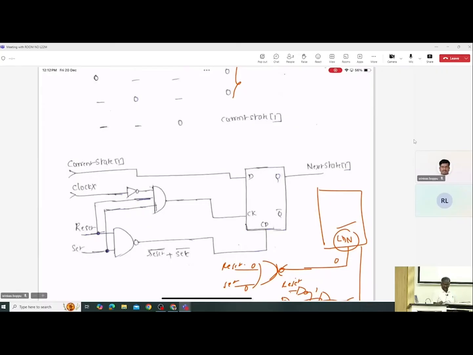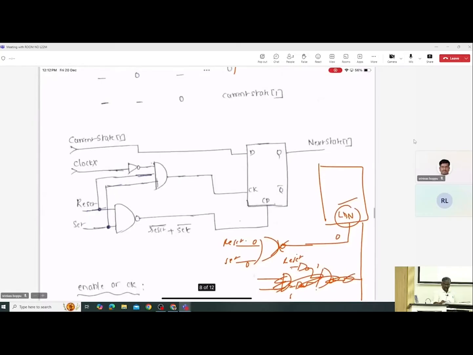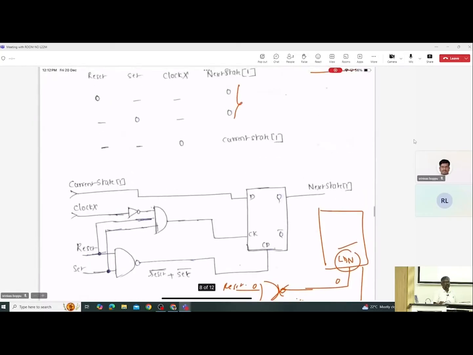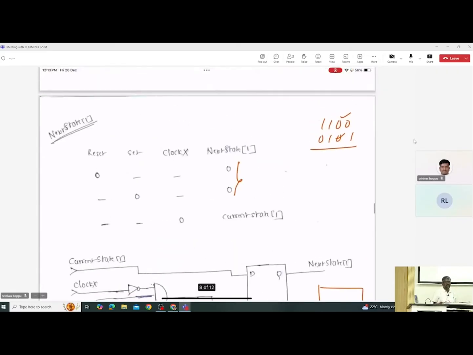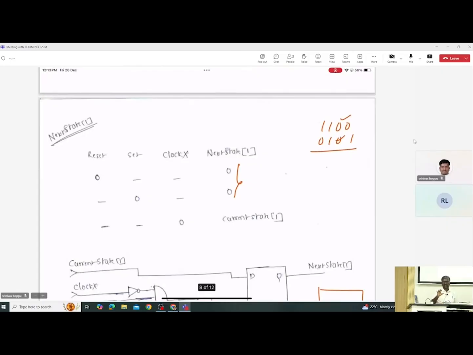Now assume that instead of the CD, we have a CDN pin. If it is active low, what should we do? We should simply take reset and set. If any one of them is 0, the output is 0, and only in one case will it go to the next one, which means this is a 1. In this way we can solve all these questions.